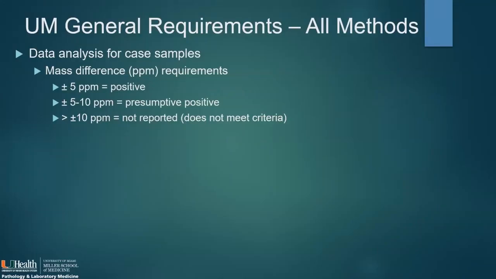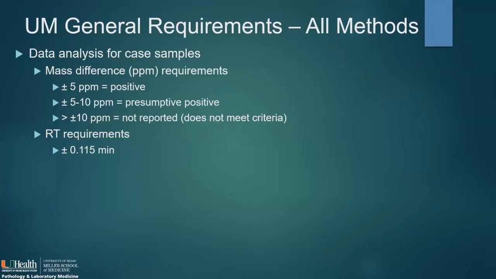We do have a mass difference requirement, and that is in order to call a target or an analyte positive, it must be within plus or minus 5 ppm. If it's within plus or minus 5 to 10 ppm, it can be reported as presumptive positive. And if it's greater than plus or minus 10 ppm, we do not report it because it does not meet our criteria.